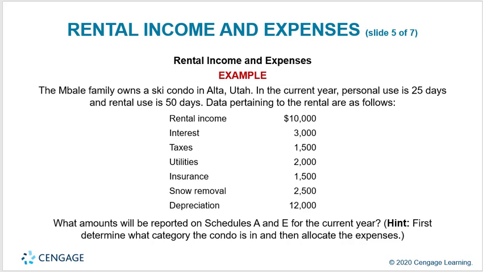So they have rental income of $10,000, interest of $3,000, taxes $1,500, utilities $2,000, insurance $1,500, snow removal $2,500, and depreciation $12,000. The amounts were reported on Schedule A and E for the current year. What amounts will be reported on Schedule A or E for the current year? Hint: first determine what category the condo is in and then allocate the expenses.